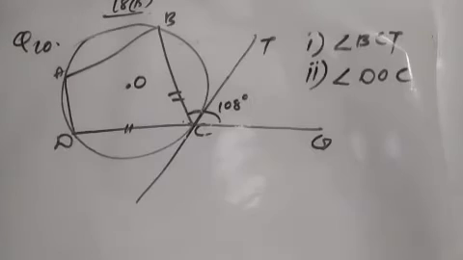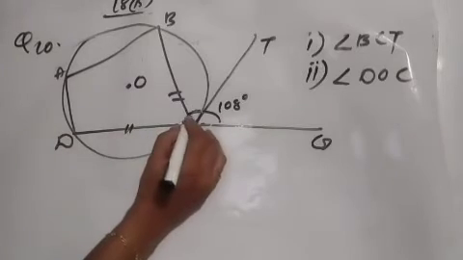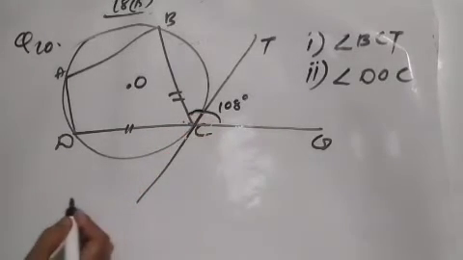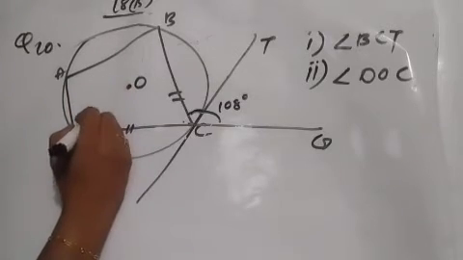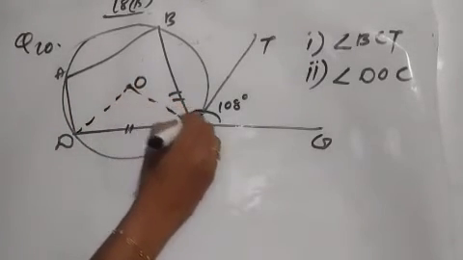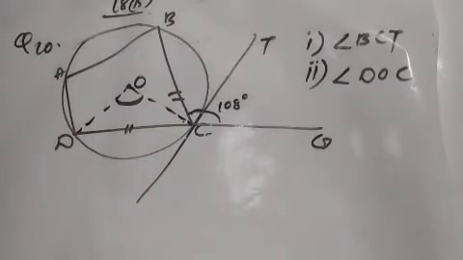Question 8 is not in the syllabus, so let us solve question 10. In the figure, ABCD is a cyclic quadrilateral with BC equal to CD. Two sides are equal. TC is a tangent to the circle at the point C, and DC is produced to the point G. If angle BCG is 108 degree and O is the center of the circle, find angle BCT, this portion, and angle DOC. Let us join this. These two angles we have to calculate.